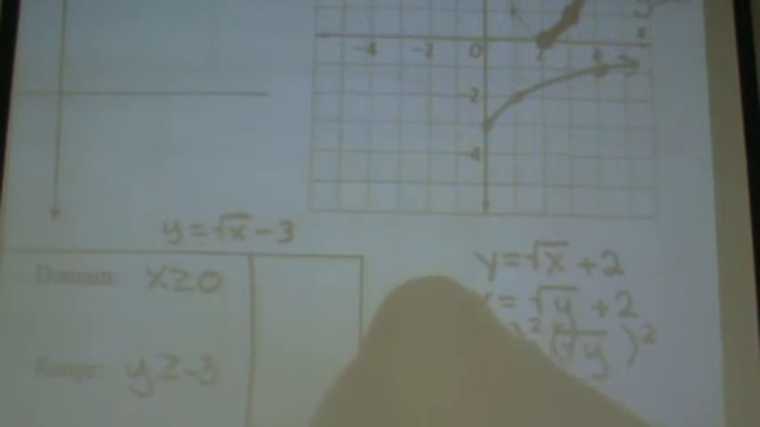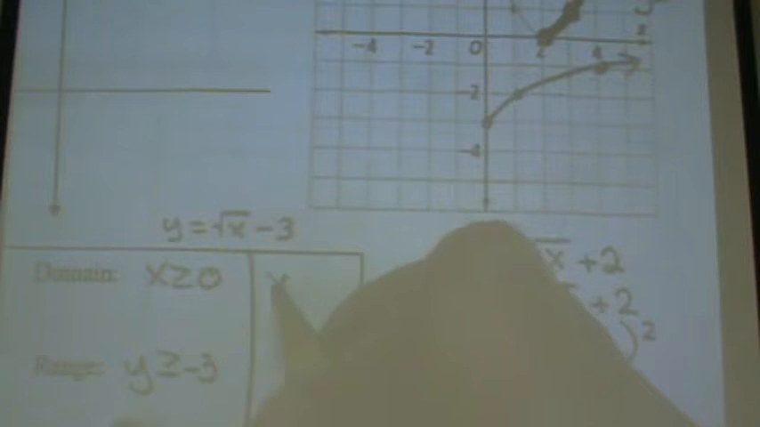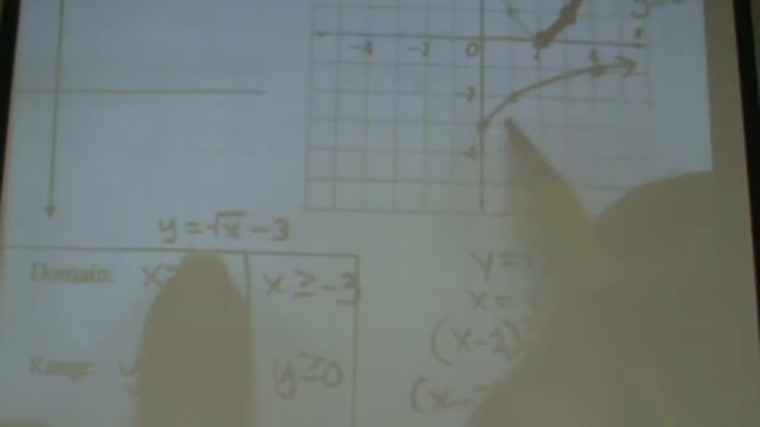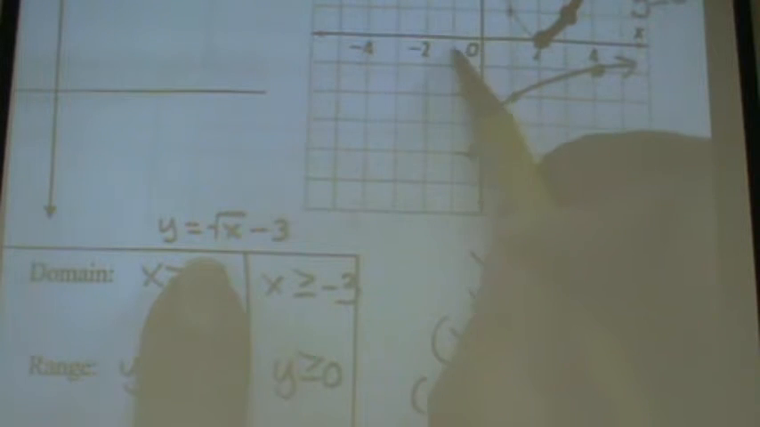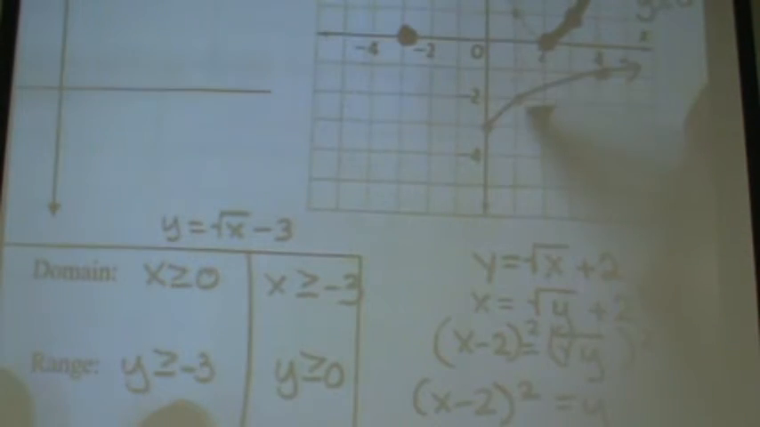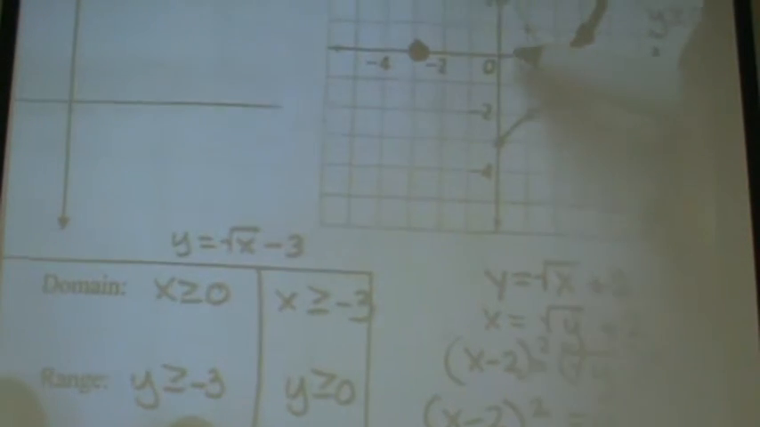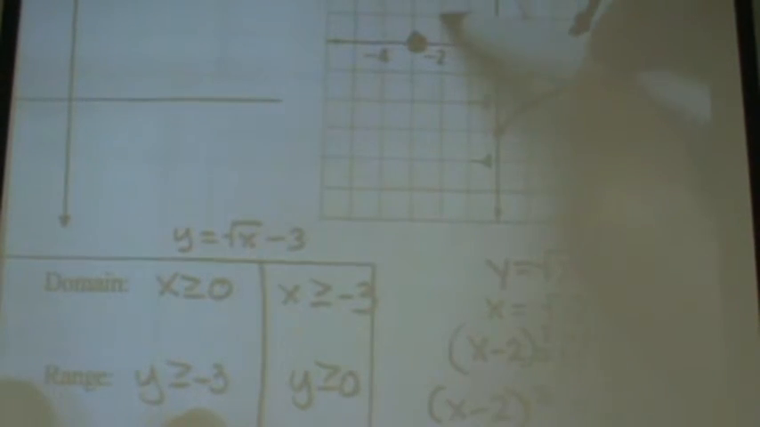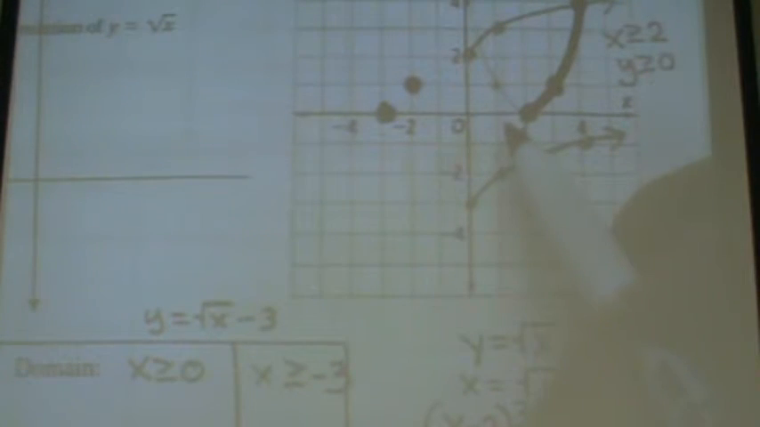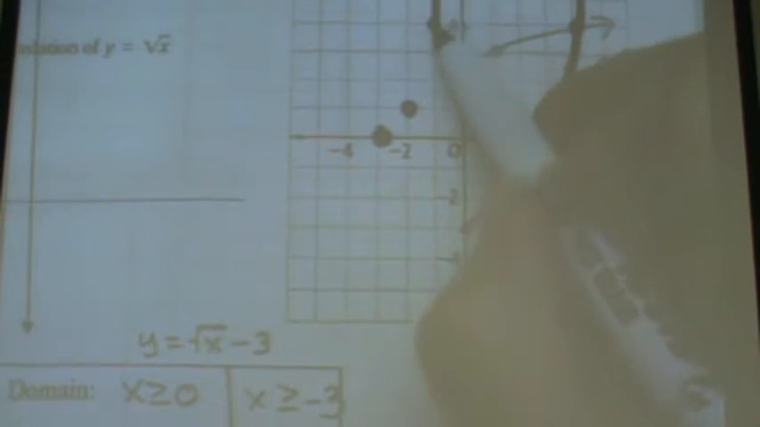Good. Now, if you were to do the inverse, what would this be? x is greater than or equal to negative 3, y is greater than or equal to 0. Okay, so now let's graph the inverse. What's the inverse of 0, negative 3? It's negative 3, 0. How about the next point? 2, negative 3 becomes over 1, down 2. So instead of 1, negative 2, you go negative 2, 1. And instead of 4, negative 1, you go negative 1, 4.